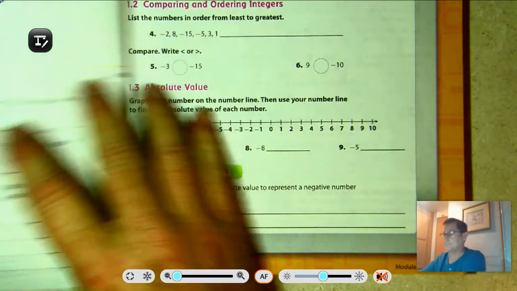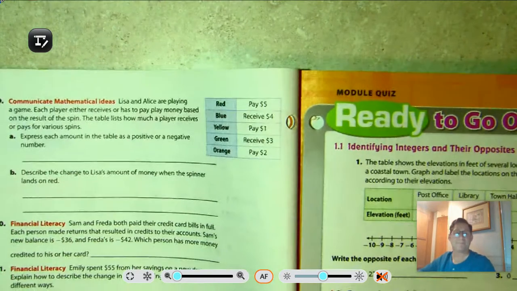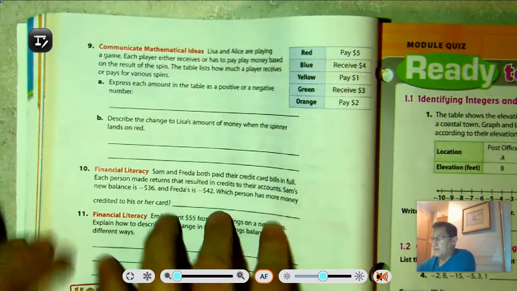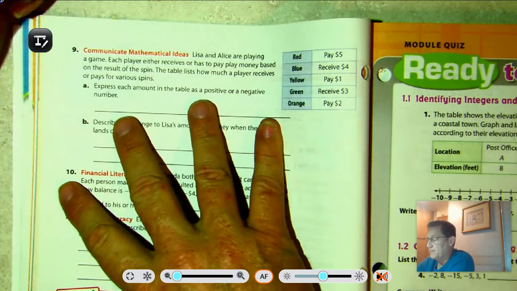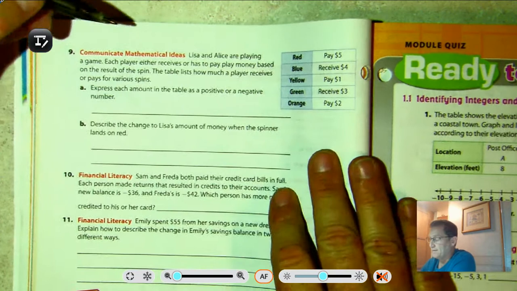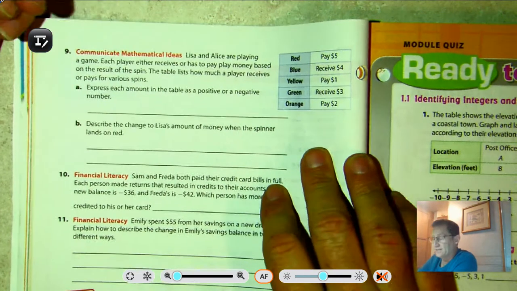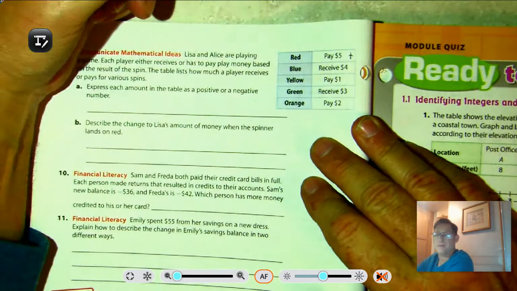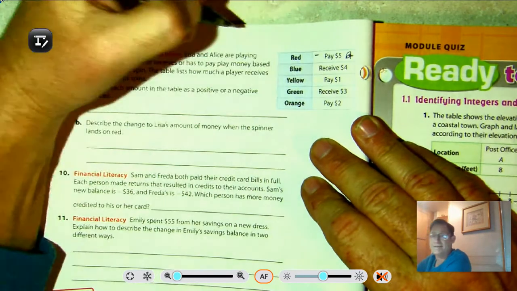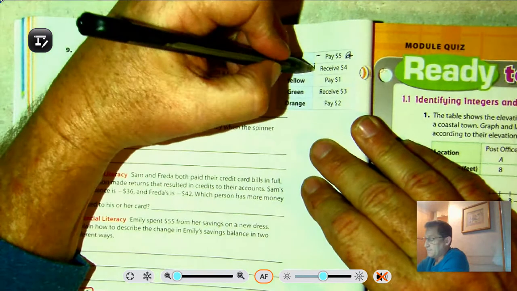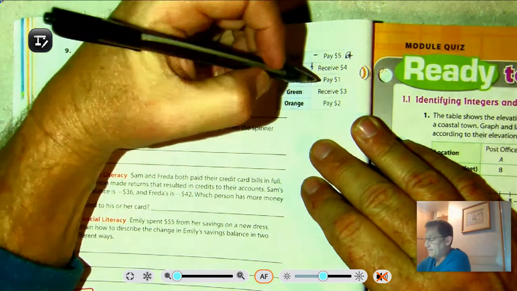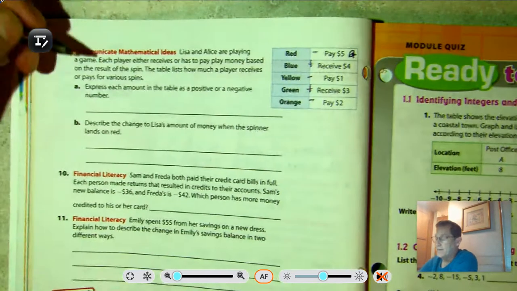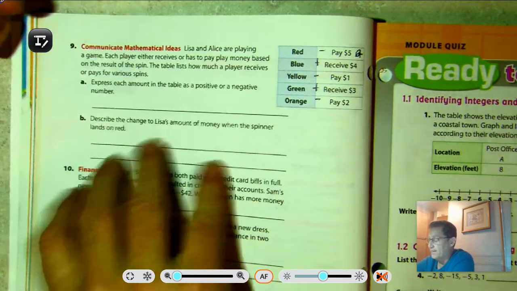All right, number 9. Lisa and Alice are playing a game. Each player either receives or has to pay play money based on the results of the spin. The table lists how much a player receives or pays for various spins. All right, so pay, that would be a positive. I'm sorry, pay would be a negative. If you receive, it's a positive. You're adding. Pay, negative; receive, positive; pay, negative. All right, so express each amount in the table as a positive or a negative number.